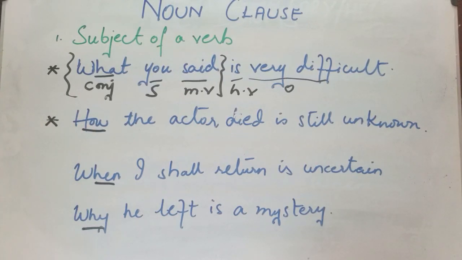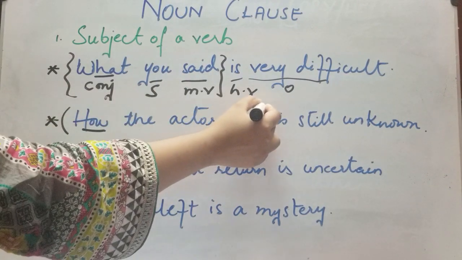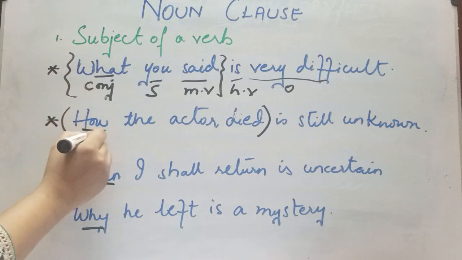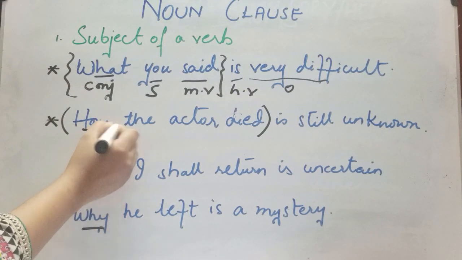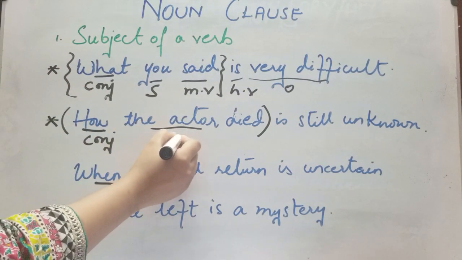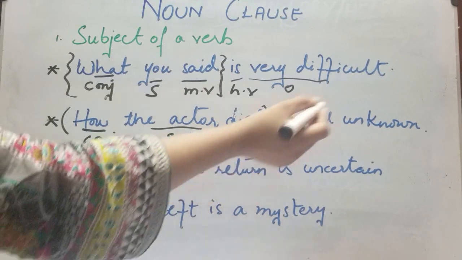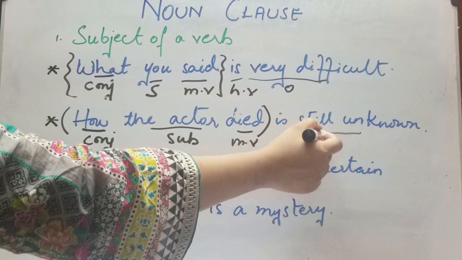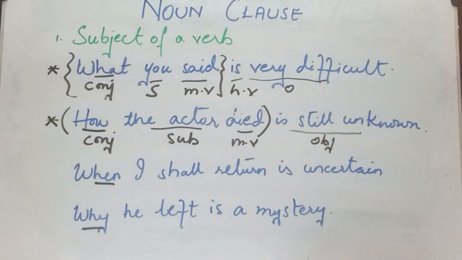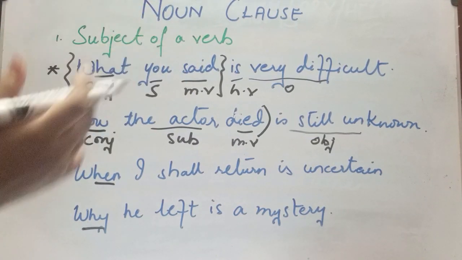How the actor died is still unknown. Now take a moment and think about it. See, this whole part is acting as the subject. You have got a conjunction again over here, you have got the subject over here, and you have got a main verb over here, and this acts as an object, right? So how the actor died, your sentence is complete, your meaning is complete, is still unknown. That is a mystery, that remains a mystery.